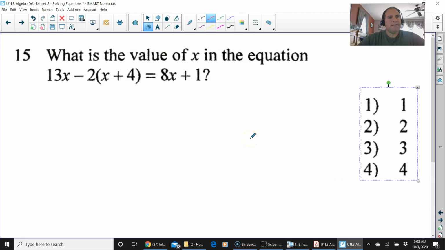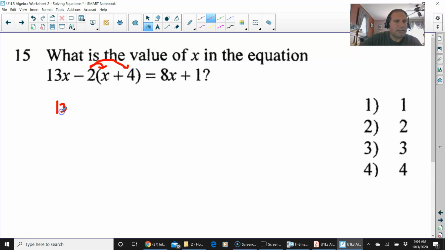Number 15, it gets a little bit more difficult. So we are going to just distribute this negative 2. Yes, it is a negative 2. And you have 13x minus 2x minus 8, because negative 2 times positive 4 is a negative 8. And then just bring down 8x plus 1.